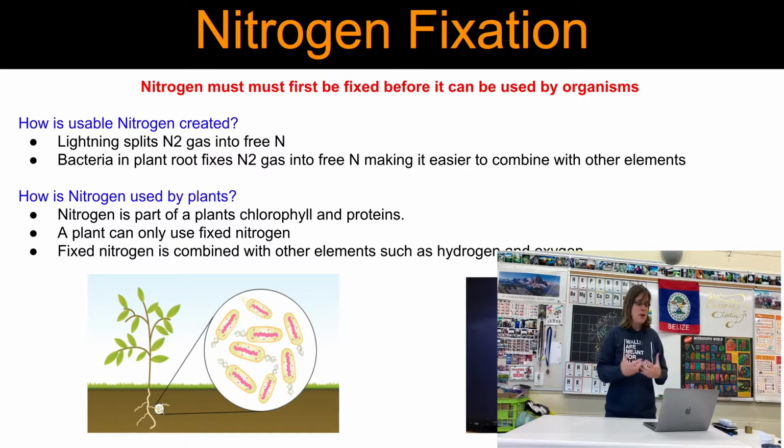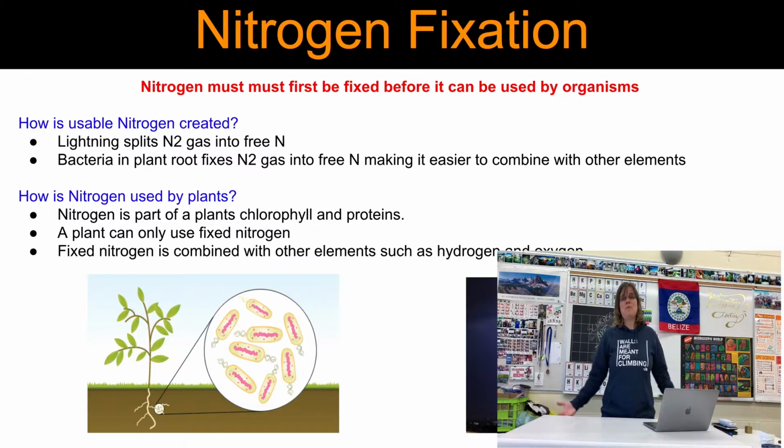So how is usable nitrogen created? What's really interesting is that a natural process like lightning, this is super crazy, actually splits the N2, the nitrogen, and it creates free nitrogen atoms, just N's. See, nitrogen in the atmosphere comes as N2, but we want to free it into just being an N. Bacteria in plant roots actually fix nitrogen to be usable by plants. There's this bacteria in the roots that fixes the nitrogen in the air and allows plants to use that nitrogen to grow.